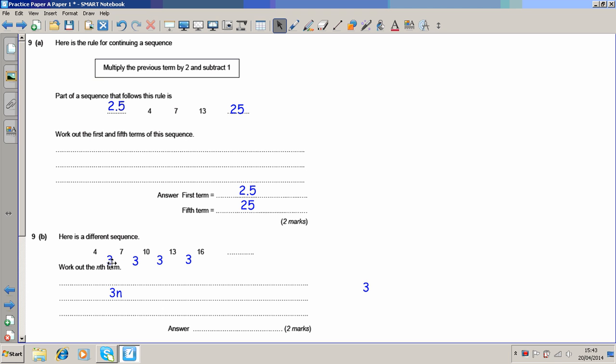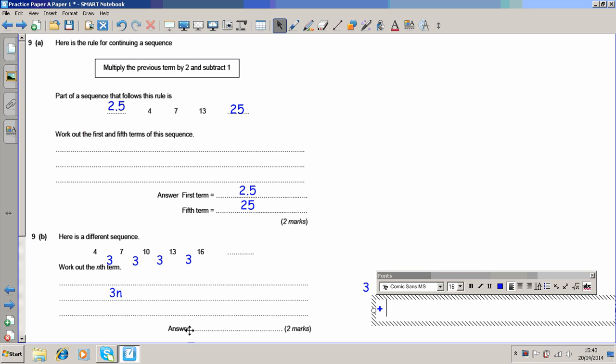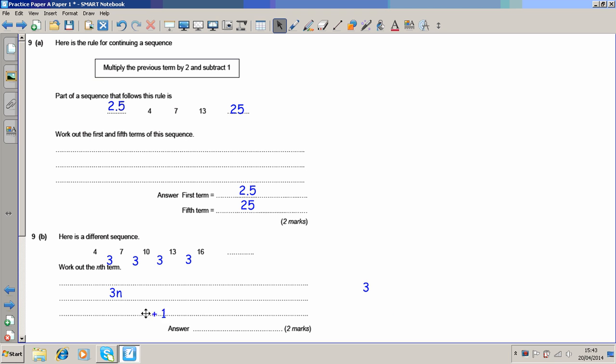And now how do I get from 3 to the first number? How do I get from 3 to 1? Well, hopefully you spot that to do that, I add 1. So it's 3n plus 1. And there's your answer. And you can check that, because if you look at our original sequence, it's basically the 3 times table, but 1 higher. So instead of 3, 6, 9, 12, 15, it's one higher than that: 4, 7, 10, 13, 16.